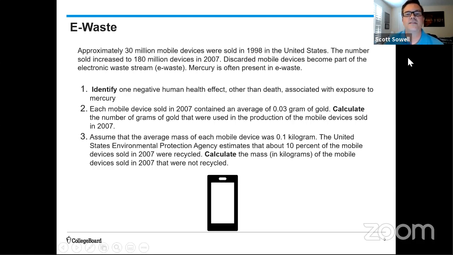It says 30 million mobile devices were sold in '98. The number sold increased to 180 million devices in 2007. Discarded mobile devices became part of the electronic waste stream, e-stream. Mercury is often present in e-waste. So there's three parts to this question. First one is just an identify a negative human health effect, and then two calculations. So let's go over the answers to those really quickly.